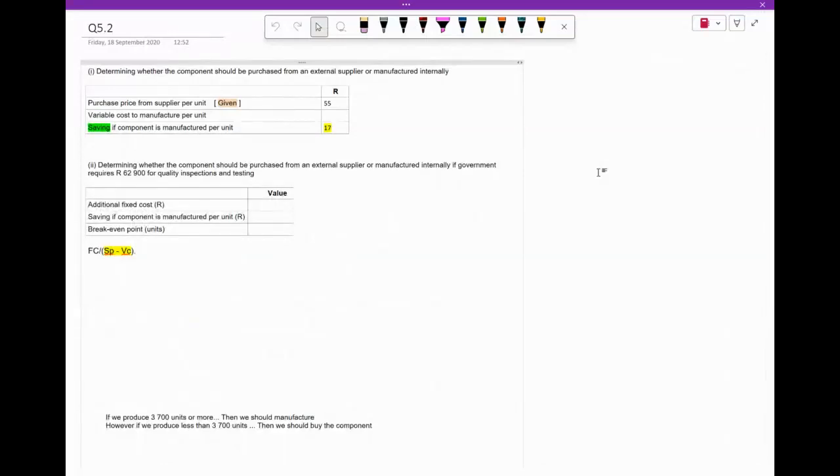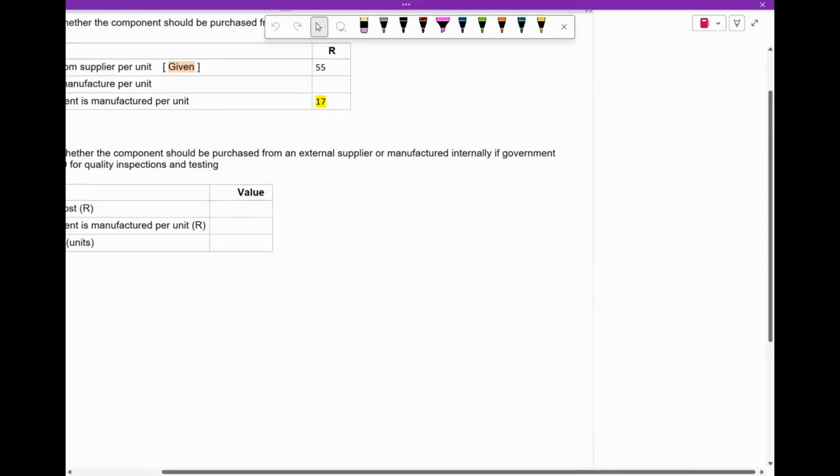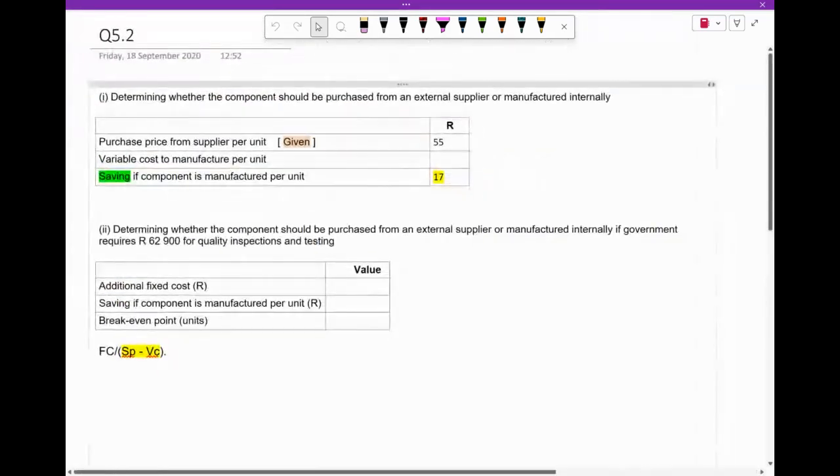Okay, so I want us to quickly look at the homework I gave you guys. I want us to start with 5.2, and then we'll go to 5.3 thereafter. 5.2 and then 5.3.